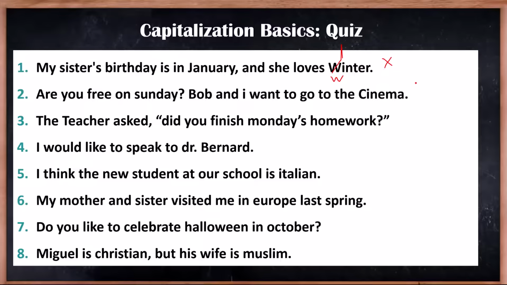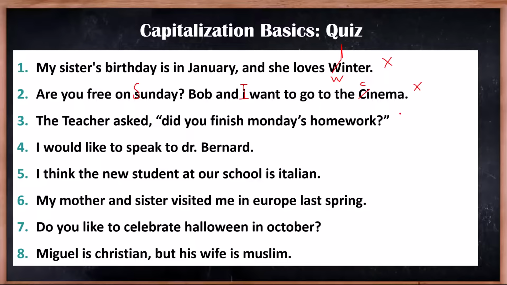Number 2 also has some errors. Sunday must be capitalized. We capitalize the days of the week. Also capitalize the personal pronoun I, so this must be capitalized. And cinema should not be capitalized because it's not a proper noun. It's a common noun. If we had the name of the cinema, Galaxy Cinema, then we would capitalize Galaxy and Cinema. But in this case, we have a lowercase c.